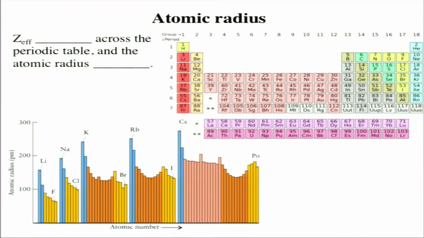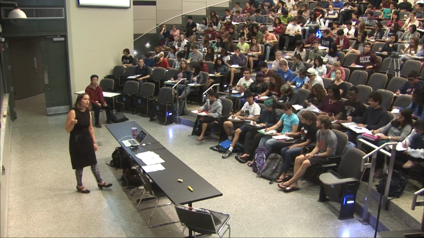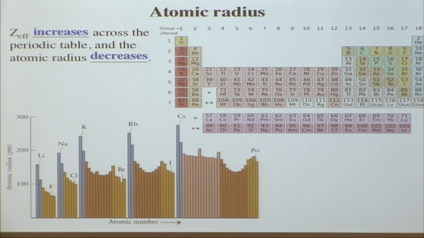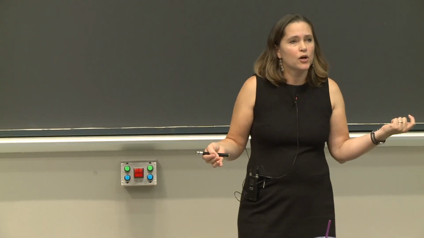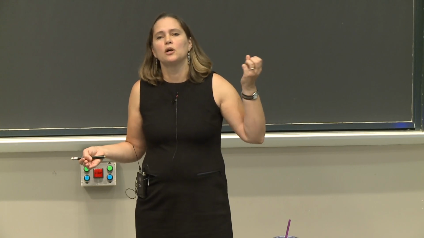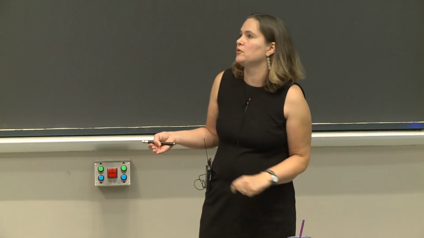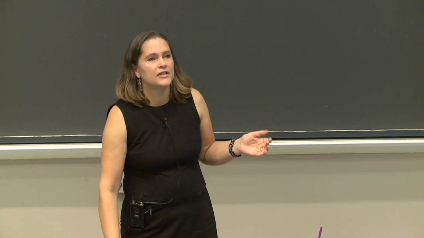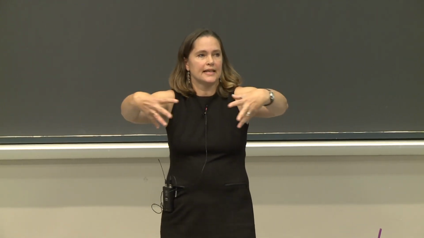Across the periodic table, Z effective is going to do what? Increase or decrease? It's going to increase across the periodic table, and this results in a decrease in the atomic radius. Again, it increases going across because you're adding both electrons and protons, but the electrons are not giving you complete shielding, so you're not canceling out every proton with every electron. Overall, you get an increase in the Z effective, and this increased Z is pulling the electrons in.